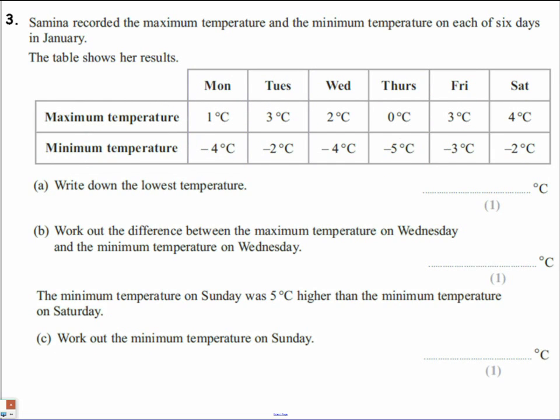Question 3, and this is about Samina, who's recorded the maximum temperature and minimum temperatures on each day for 6 days in January. The table shows her results. Write down the lowest temperature.